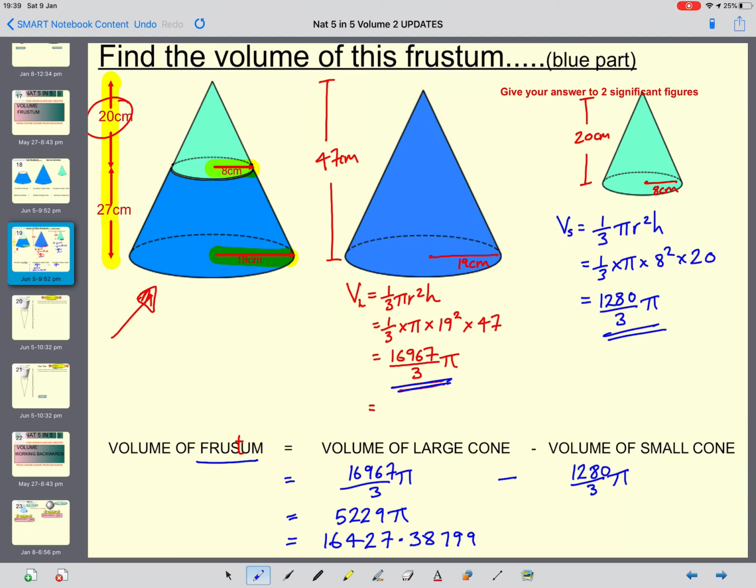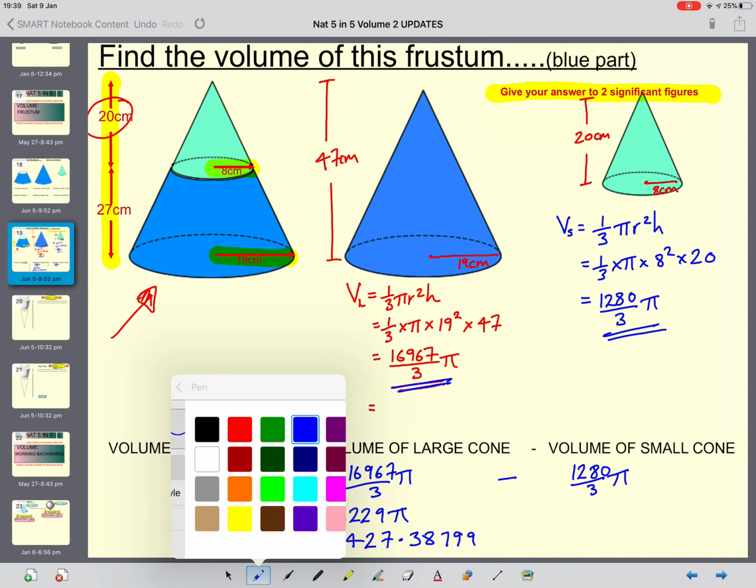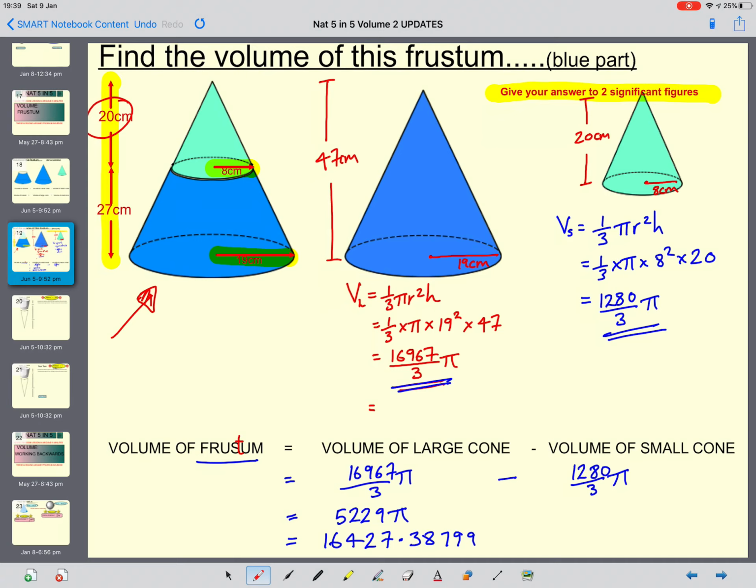I'm going to go back and look at what it's asking for in terms of accuracy. If we go back up to the top, it says give your answer to 2 significant figures. So, two significant figures. We'll just go back to red pen. Two most important numbers, this one and this one. This is my decider. 4 is below 5, so it's not going to do anything to the 6. So to 2 significant figures, my answer is 16,000 centimetres cubed. And that is your final answer.